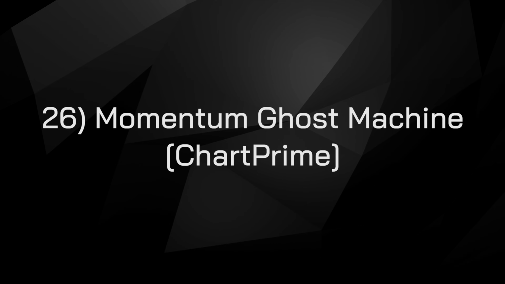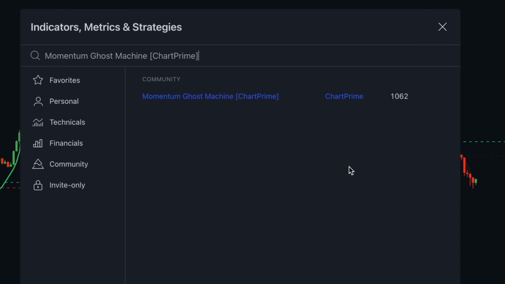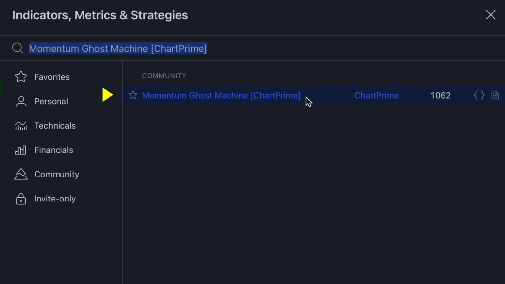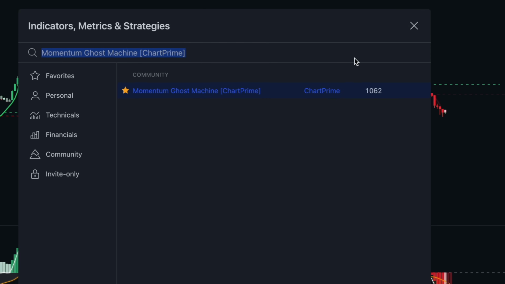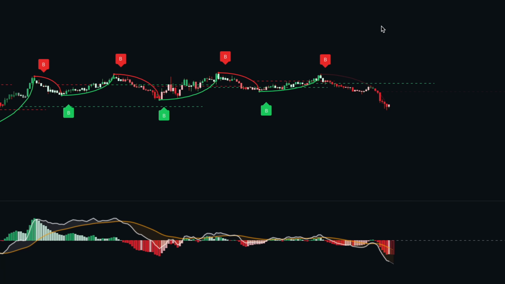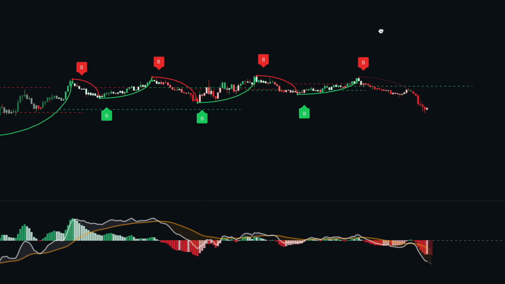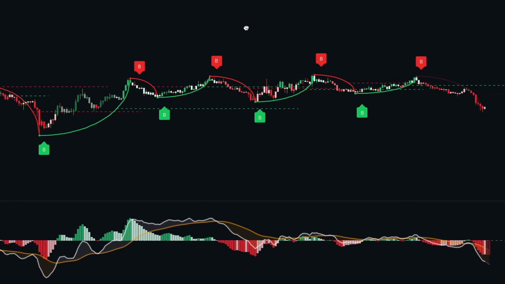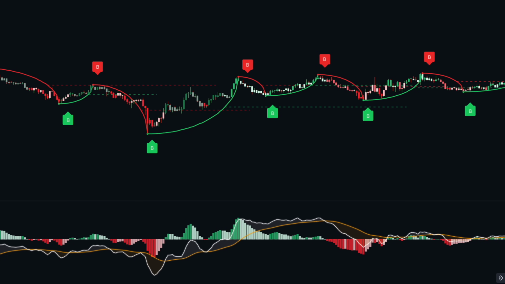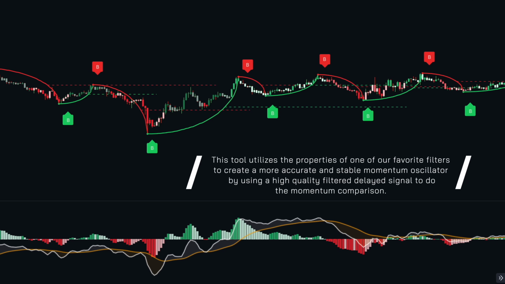The 26th indicator on our list is also by Chart Prime. It is called Momentum Ghost Machine. By the way, it can be combined with Ghost Tangent Crossings to find accurate trade entries. Momentum Ghost Machine is designed to be the next generation in momentum, rate of change analysis. This tool utilizes the properties of one of our favorite filters to create a more accurate and stable momentum oscillator by using a high-quality filtered delayed signal to do the momentum comparison.